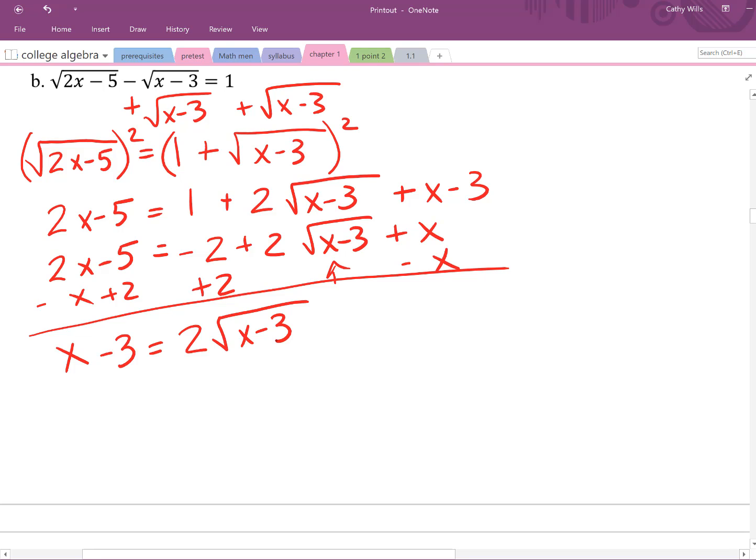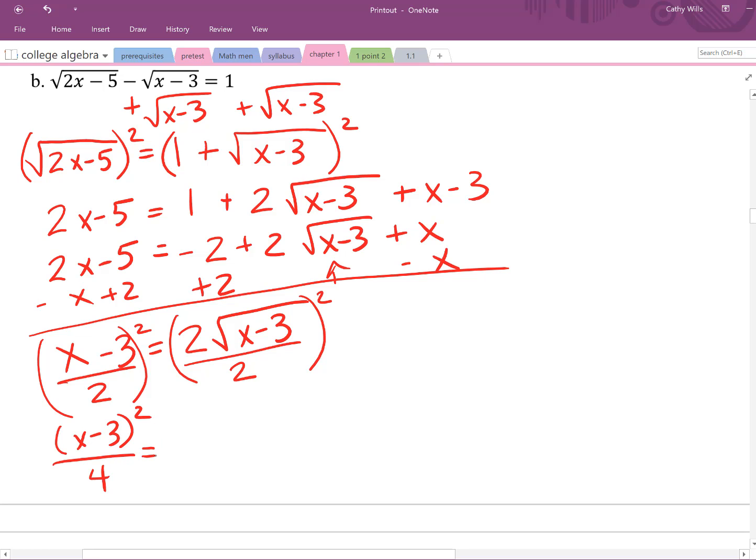Now you're going to square both sides of the equation. We'll divide by 2 first to get that radical completely by itself. Now we square both sides again. So we're going to have x minus 3 quantity squared over 4 on the left, and we forgot to cancel the 2's. We're going to have x minus 3 on the right side.